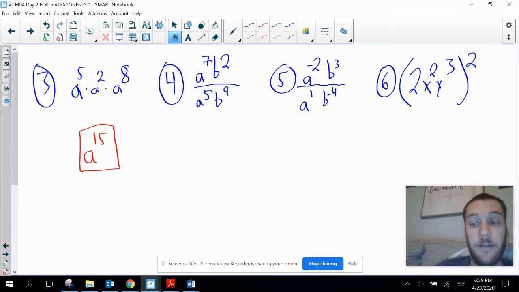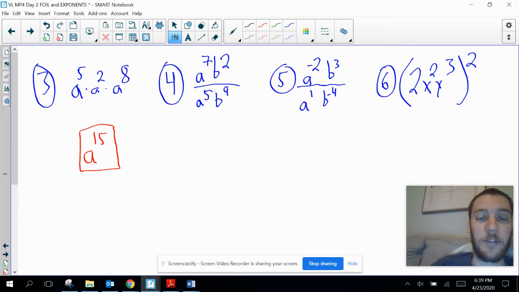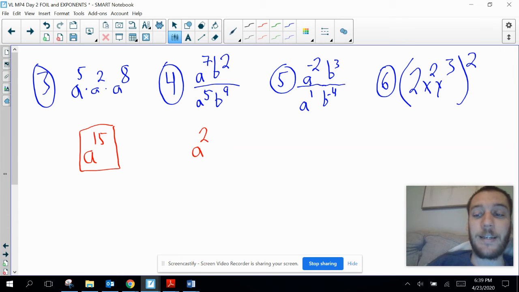If you're dividing, you're going to subtract the exponents. So 7 minus 5, that means we got 2 up top. And this time 2 minus 9, that's negative 7. If you got a negative exponent, it means it's in the wrong spot. So this is actually going to be in the bottom. There's more of them in the bottom, so it's going to stay in the bottom. 2 minus 9 is negative 7. We got 7 of them on the bottom.